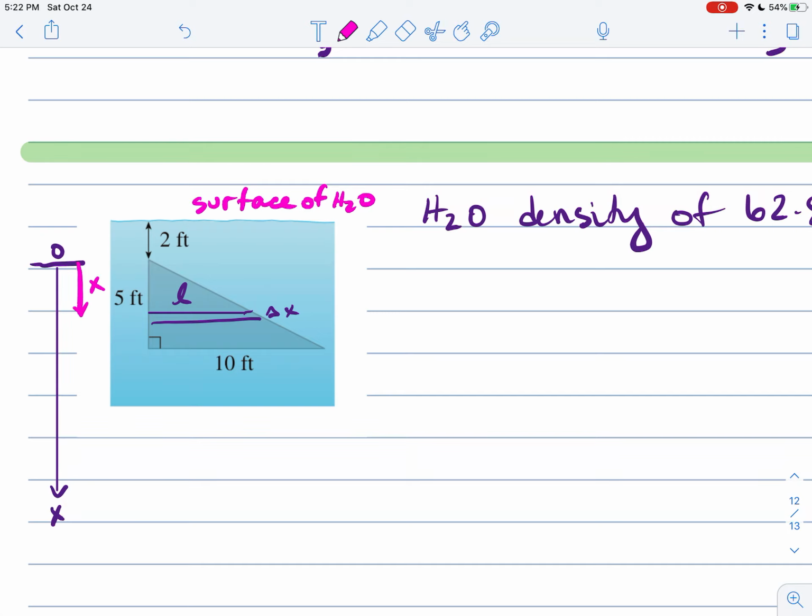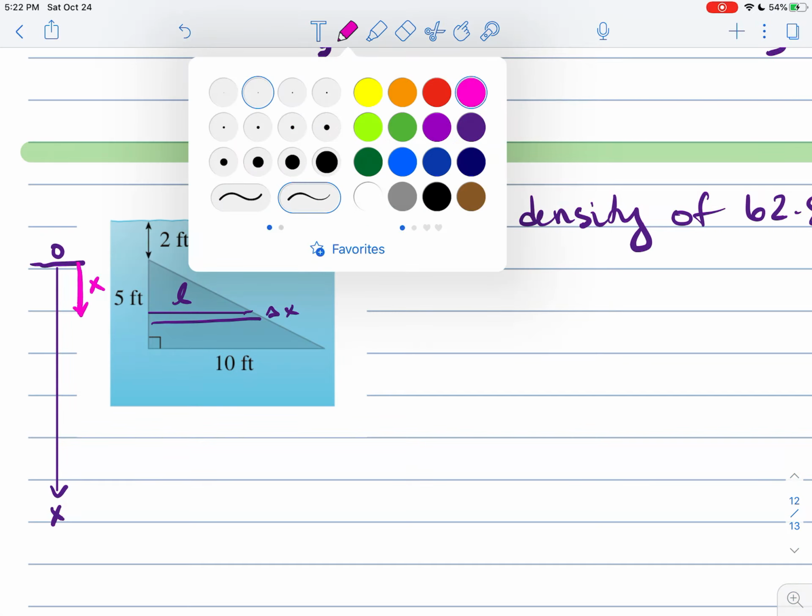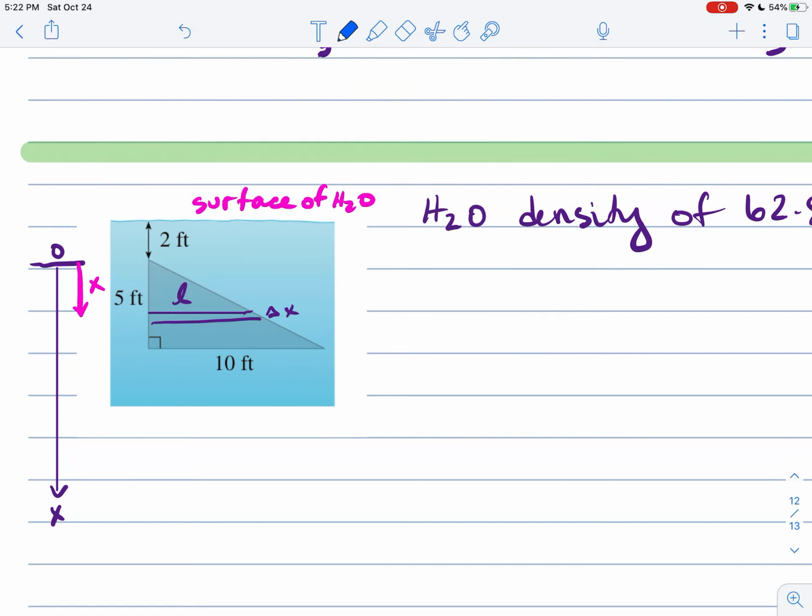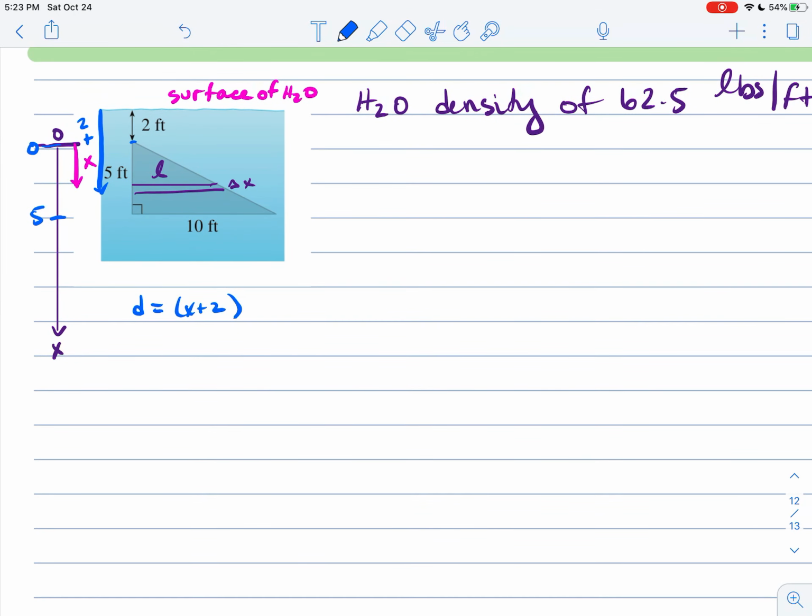But this is the surface of the water, and so where does the 2 come into play? I know that my depth, which goes to the slice, is going to be 2 plus X. So I automatically know that the depth is going to be X plus 2. That's where that comes from. Also, since I put my 0 here at the top of my triangle, the range of my slices is going to go from 0 down to 5. That's going to be where my integral is. So now I need to figure out how to build the area of my slice.